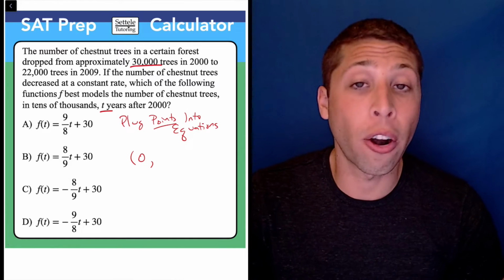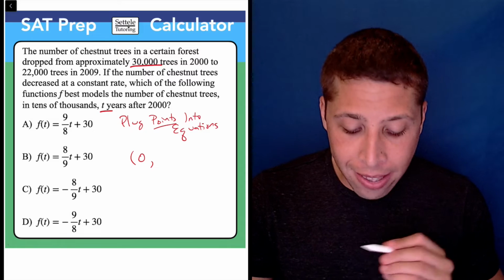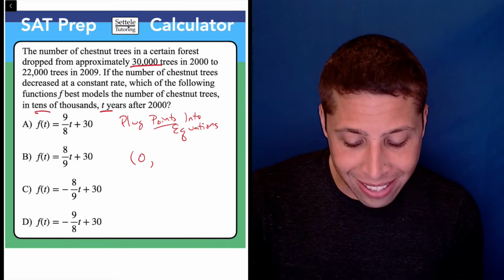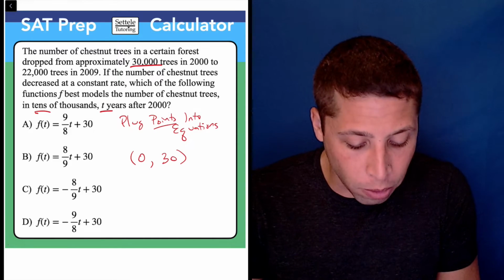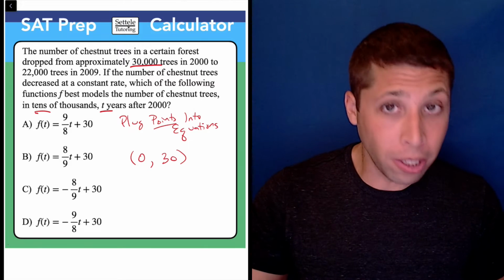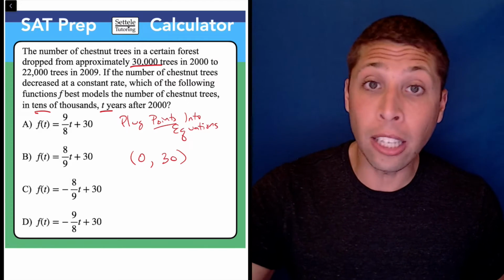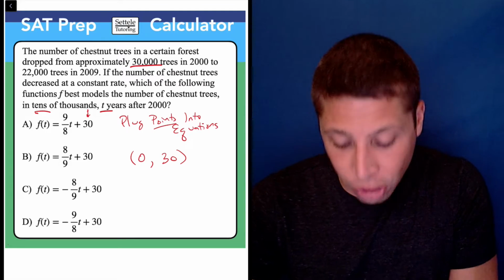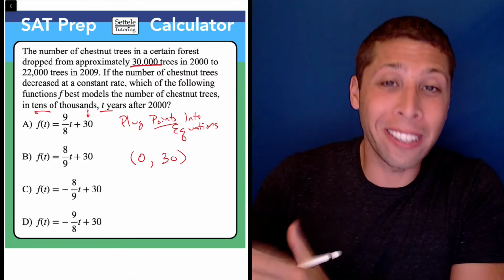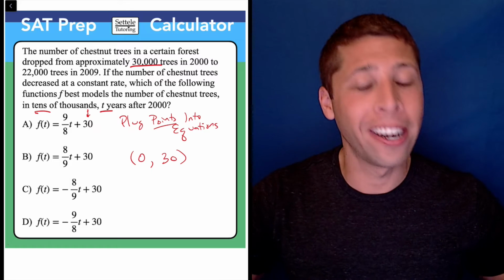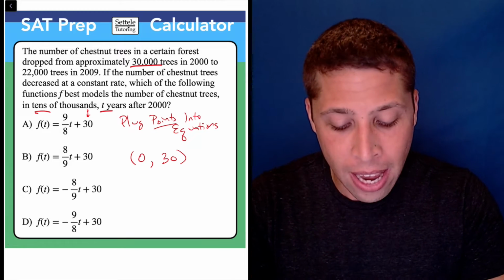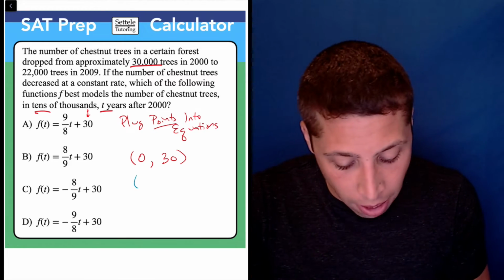So what happens in 2000? Well, they tell us that there are 30,000 trees, and since the model is talking about trees in tens of thousands, the point would just be (0, 30). And hopefully you can realize that just by looking at the y-intercept of all of these linear equations, right? It's 30 in each case. So this point is important in lots of other contexts, but here it doesn't really help us with the answer choices. Instead, we're going to focus on the other point.